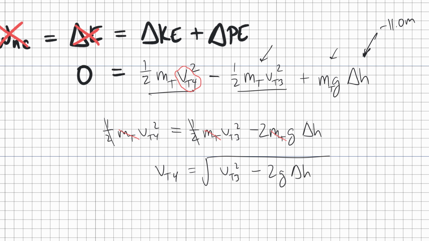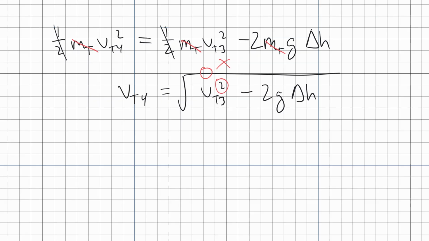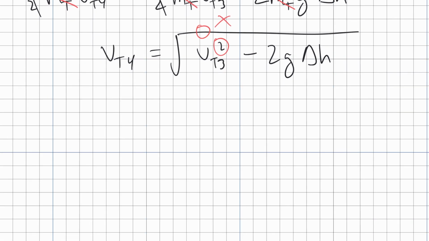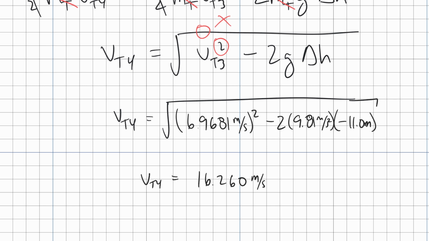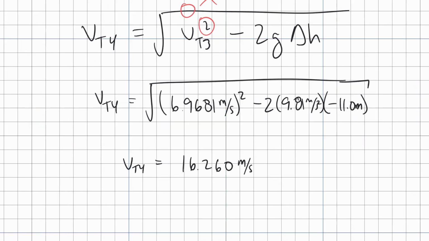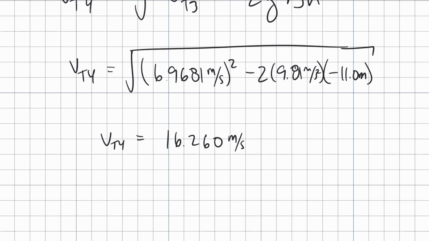A big algebra error here is that people want this to cancel with that, but that is a big no-no. Those two do not cancel, so be very careful there. Okay, so let's go ahead and plug and chug. So v4 equals the square root of, well, you know what, you don't need to watch me plug and chug. So we end up with something like this, which sounds kind of fun.